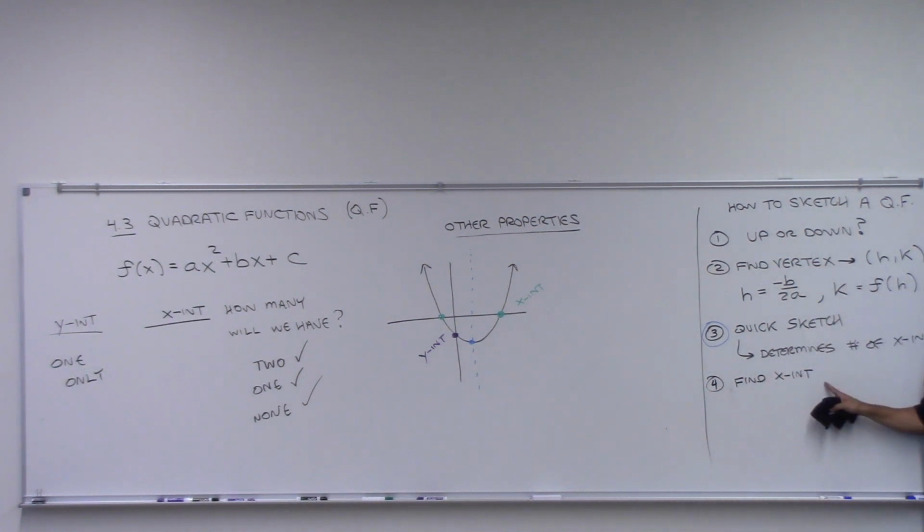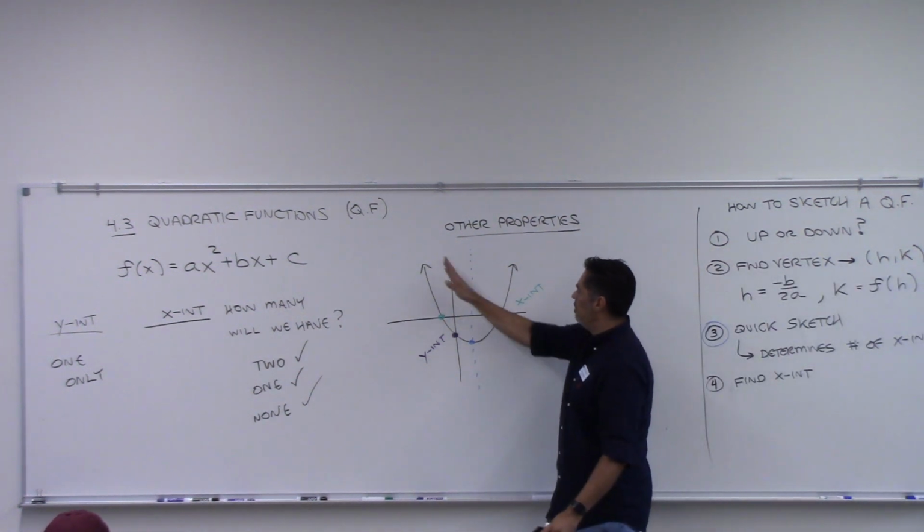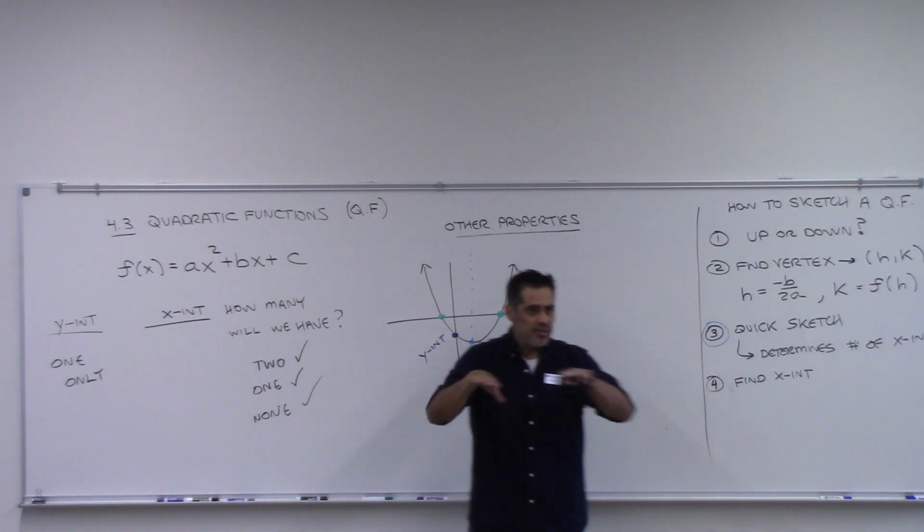If we have any. If step 3 tells us we don't have any x-intercepts, we won't do step 4. But we'll find the x-intercepts. How do you find the x-intercepts for any function? If you give me any function, how do you find the x-intercepts?